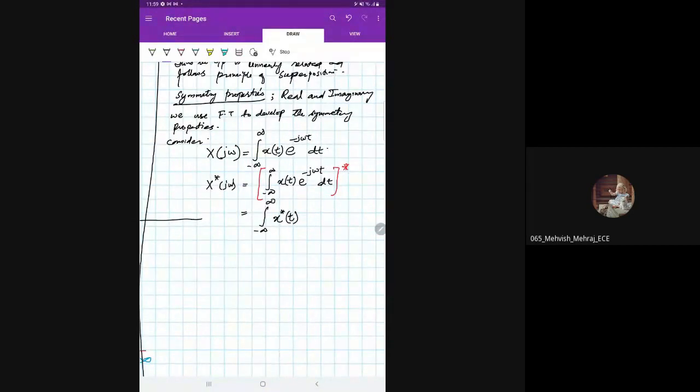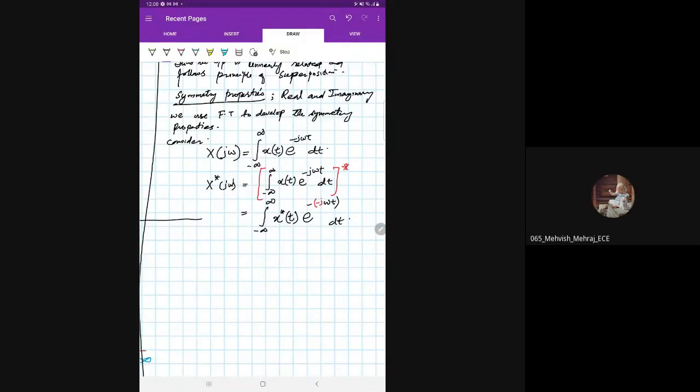Let us go to the next part, because it has an imaginary part. It has j inside, e to power minus j omega t. Now minus j will be replaced by plus j, because we have to change the sign to change it into conjugate form. Then you have omega t, and then dt here. So this is how we change it into the conjugate form.